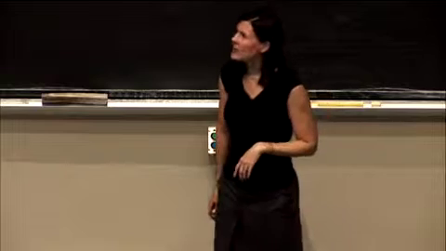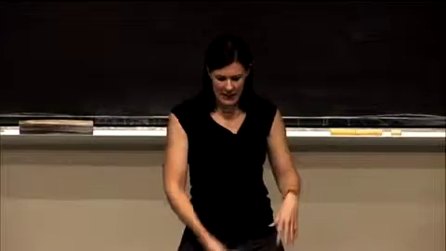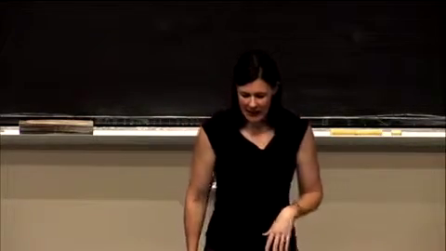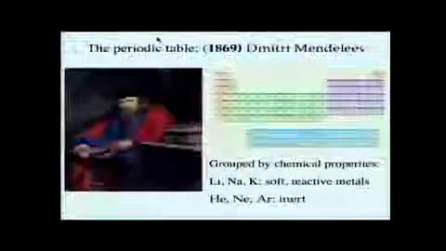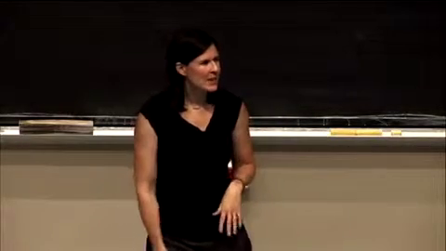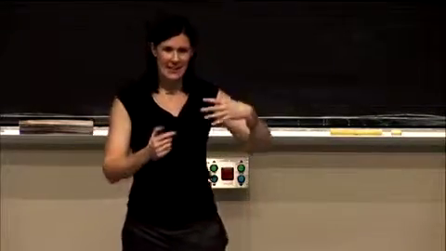So for example, if he was talking about the group 1 metals, lithium, sodium, potassium, he noticed these were all very soft reactive metals. Those were grouped together versus looking at, for example, helium or neon or argon. These are all inert gases, inert meaning essentially do not react. Those were grouped together in the periodic table. So basically, at the time, he was just going on size and then traits.